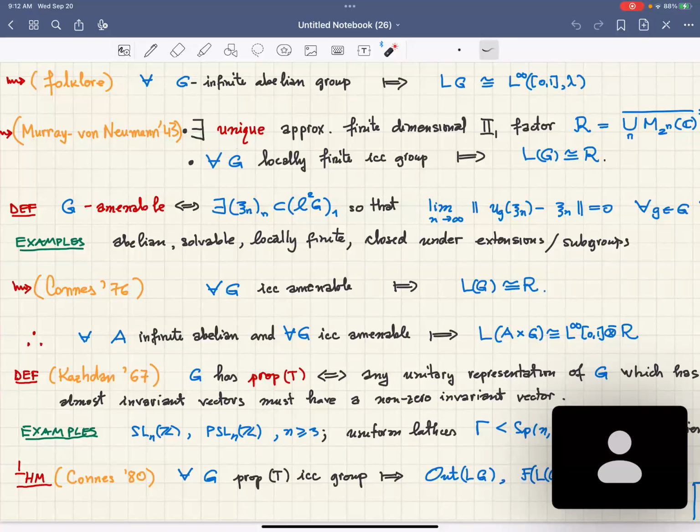Now we can combine the two results, and actually you can say that even if you take algebras which are neither factorial nor abelian, you still have this lack of remembering anything. For example, if you take any infinite abelian group and any ICC amenable group and take the direct product between them, the von Neumann algebra associated here will always be isomorphic to L infinity of [0,1] tensor the AFD, the approximately finite dimensional factor.